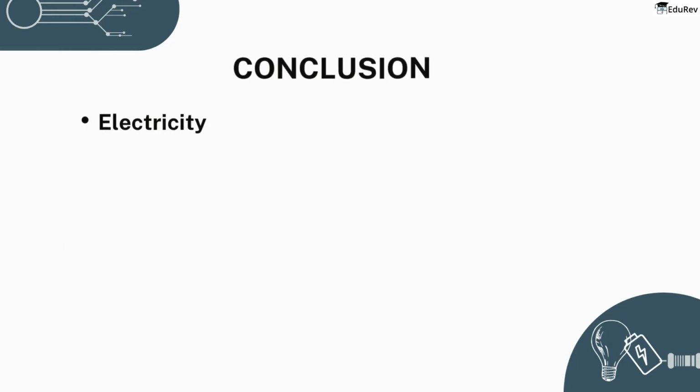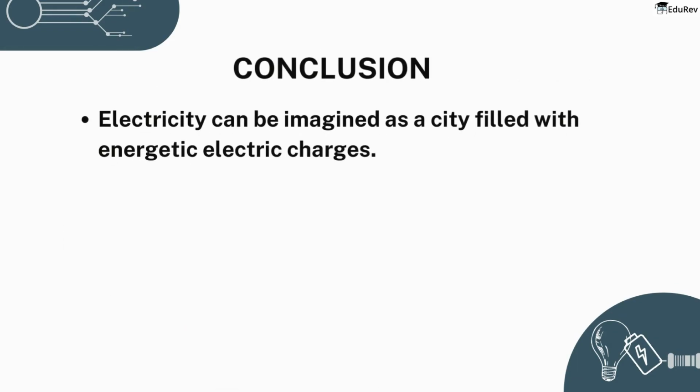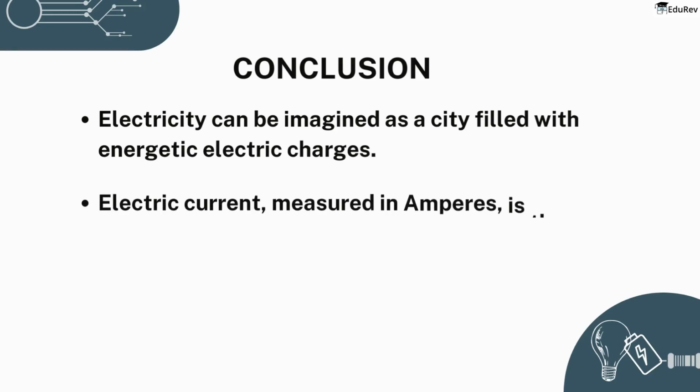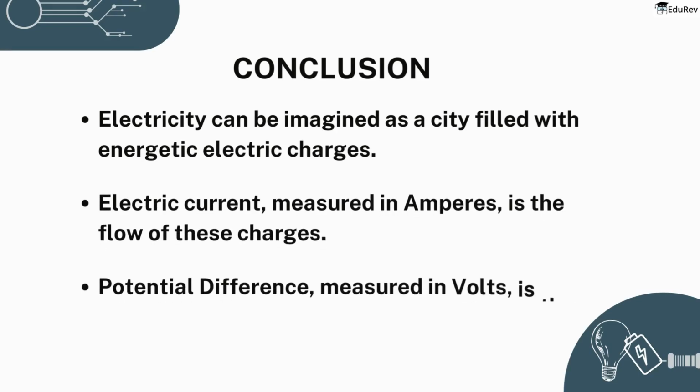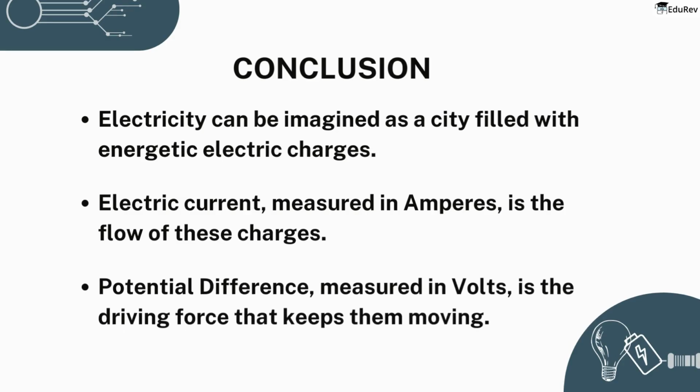In conclusion, electricity can be imagined as a city filled with energetic electric charges that flow through circuits to power our world. Electric current, measured in amperes, is the flow of these charges, while potential difference, measured in volts, is a driving force that keeps them moving.